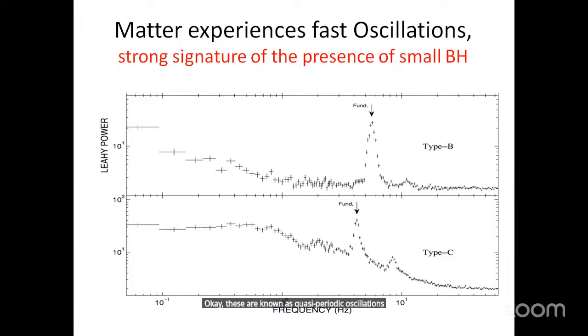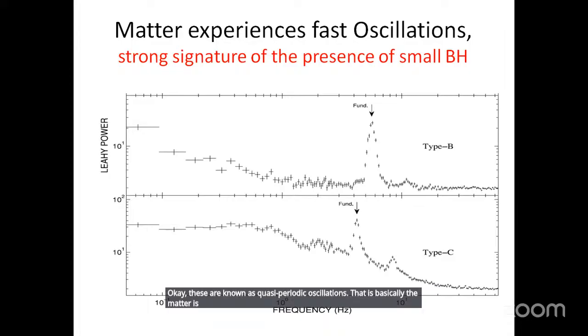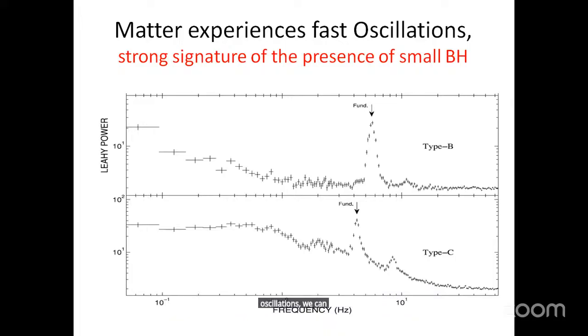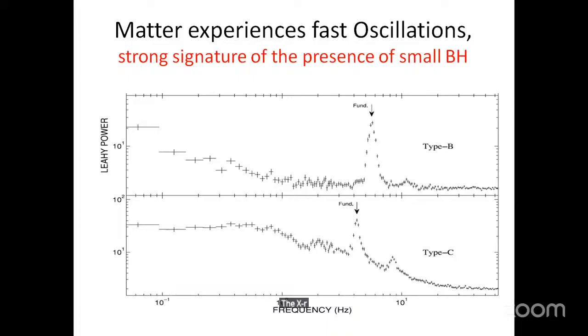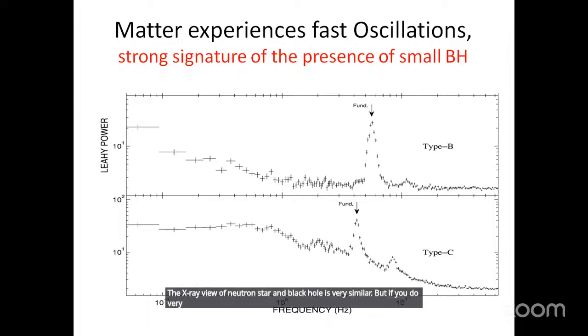That is basically the matter rapidly oscillating. You see the frequency varies from 1 to 10 hertz. By studying these oscillations, we can know whether it is a black hole or a neutron star. The X-ray view of a neutron star and a black hole is very similar, but if you do a very sharp study of timing or spectral characteristics, you can actually tell the difference between a neutron star and a black hole.